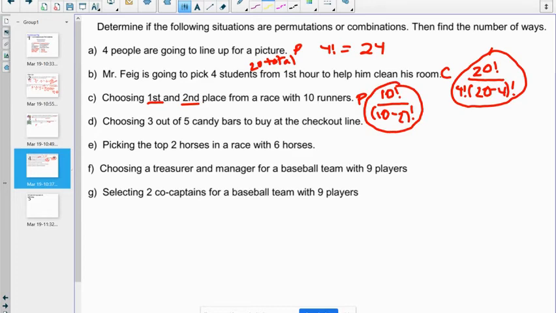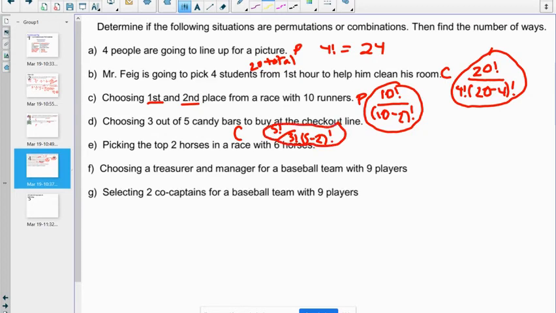Now we're choosing 3 out of 5 candy bars to buy. Does our order matter? If you pick a Twix and a Reese's, is that different than picking a Reese's and a Twix? No, so order does not matter. So we know that is a combination. And to solve it, we have 5 factorial over 3 factorial times 5 minus 3 factorial. So that's how you would go about solving that one.